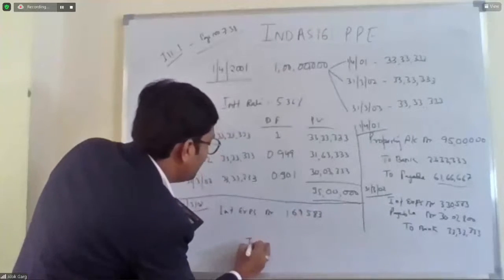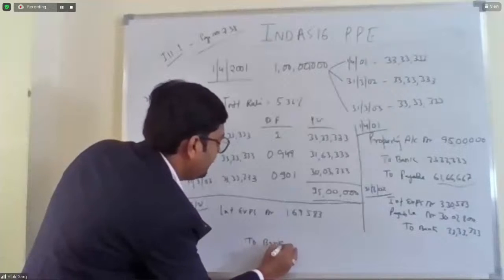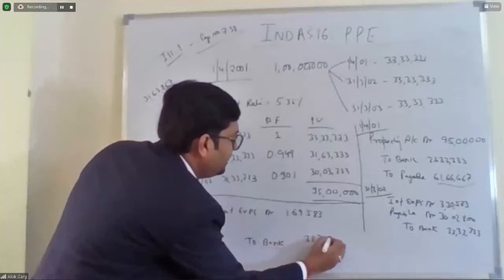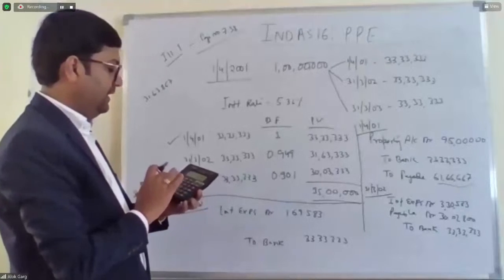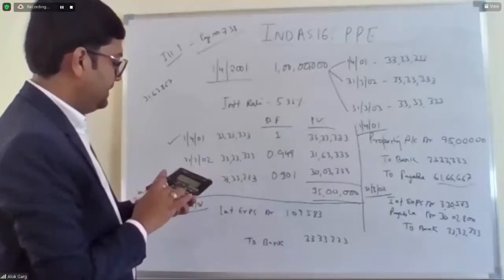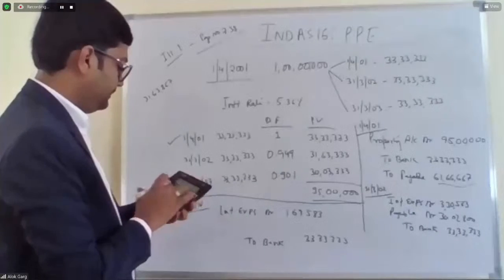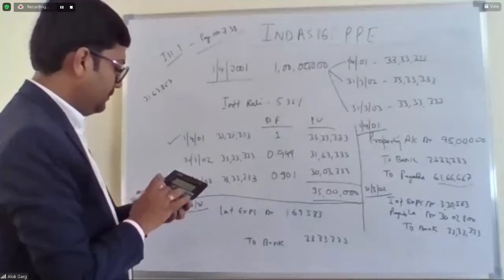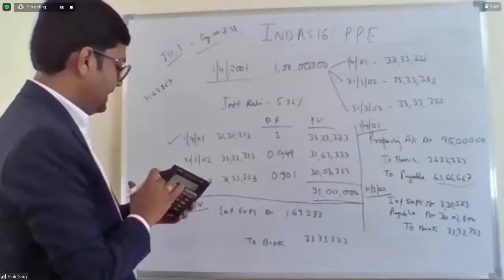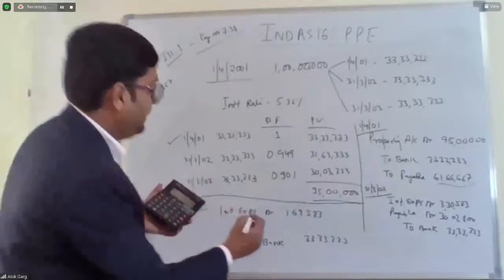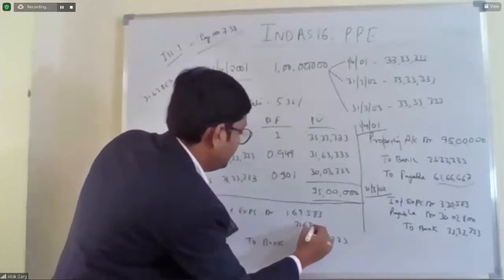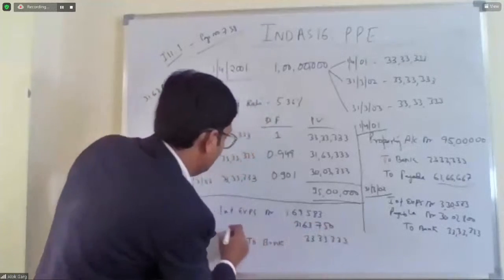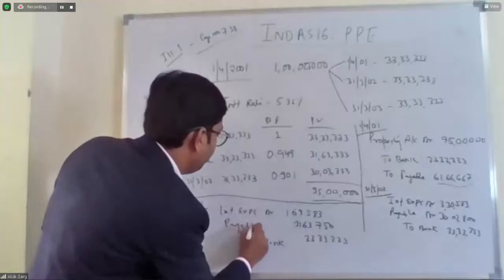1,69,583. And two bank will be credit. Two bank 33,333 last installment. So minus 33,333. The difference is minus 169,583. The difference is 31,63,750. So this is payable account.